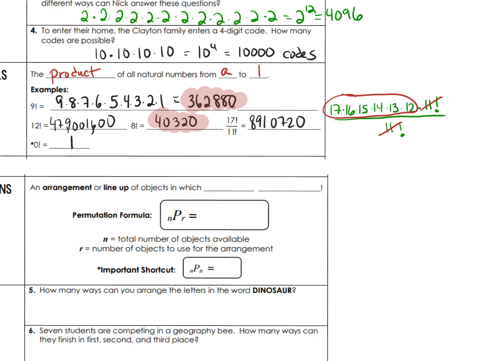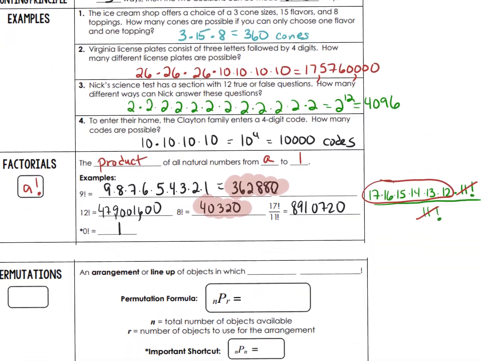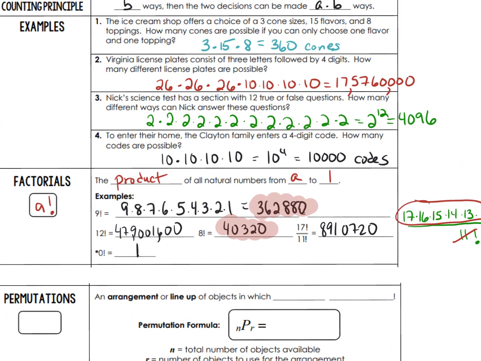So just a little bit about the fundamental counting principle in part 1, and then our second part obviously about factorials, which we will use in our second part talking about permutations and combinations.